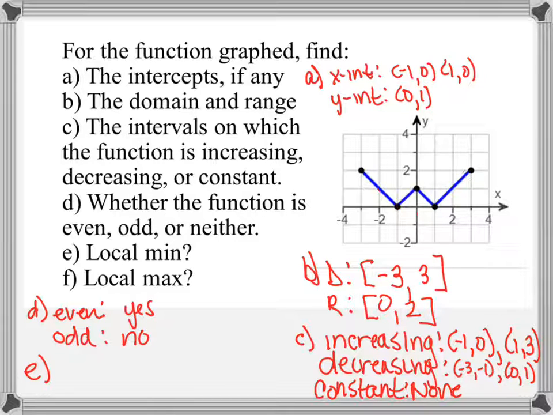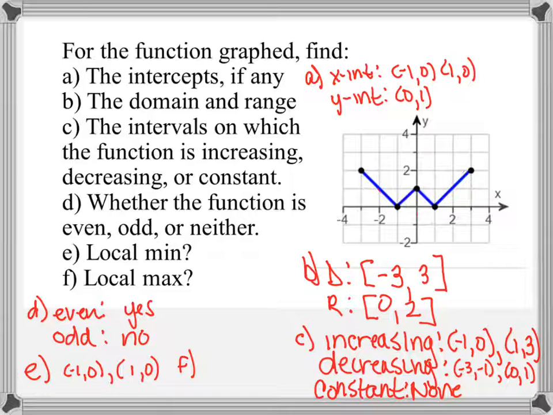We want to identify the local minima. So we are looking for low points on the graph. And we see two of them. And not only are these local minima, but they're also absolute minima. These are (-1, 0) and (1, 0).